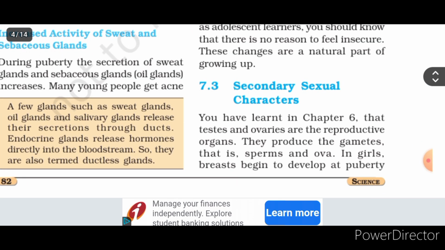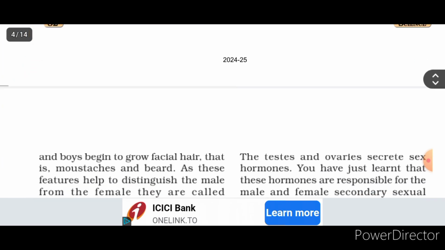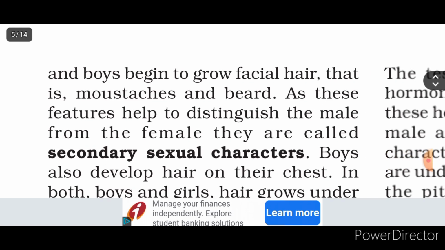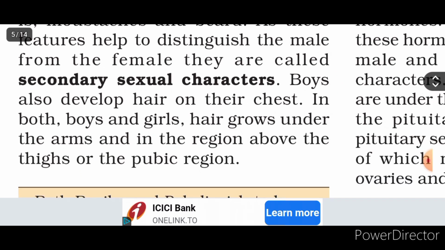Secondary sexual characters. Testes and ovaries are the reproductive organs. They produce the gametes, that is sperm and ova. In girls, breasts begin to develop at puberty and boys begin to grow facial hair, that is mustaches and beard. As these features help to distinguish the male from the female, they are called secondary sexual characters. Boys also develop hair on their chest. In both boys and girls, hair grows under the arms and in the region above the thighs, or the pubic region.